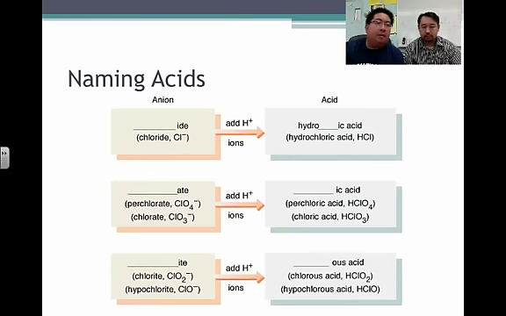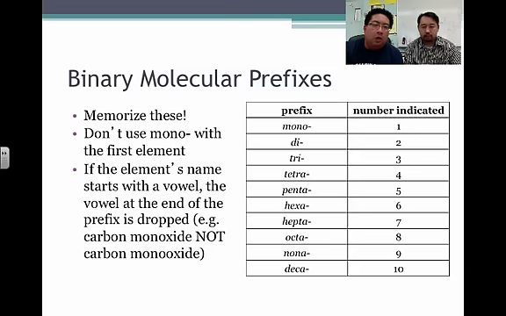Yeah, I mean, we're covering it now, but it's going to be recurring the entire year, so save yourself some headaches. One other thing regarding prefixes, do not use these with ionic compounds. Right, that's a common misconception. They get confused, and that can actually help you differentiate if something's ionic versus covalent. Exactly.